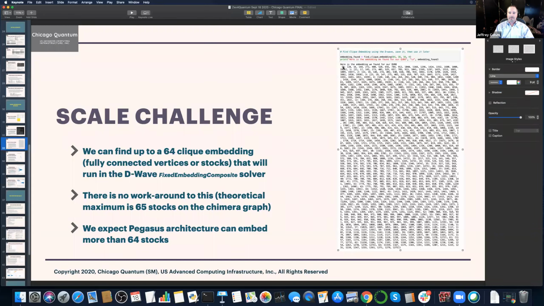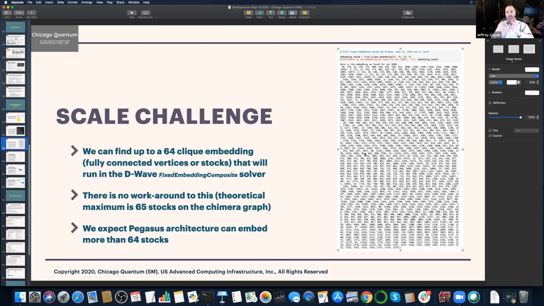Stock zero, or position zero, which is the first one, is on this one, and this one, and this one, and this one. And each of these is a qubit. By the way, you'll never see a number above 2048, because there are 2048 qubits. And so this is what this is.